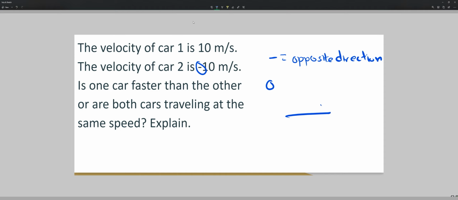So we can have one car traveling at 10 meters per second to the right, and we can also have the second car traveling at 10 meters per second, but going to the left. So we can say that the velocity of the second car is negative 10 meters per second. The car is traveling to the left.